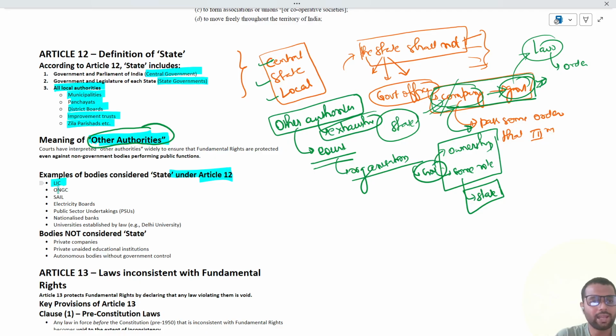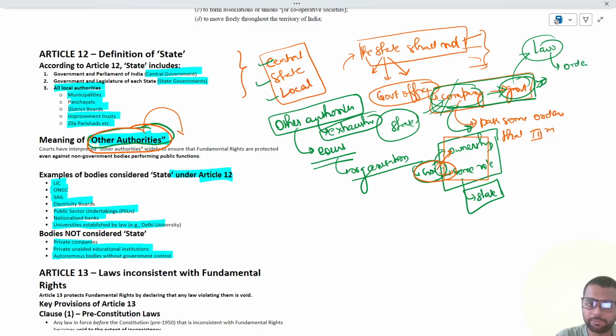So, namely, we have the LIC, ONGC, SAIL, Electricity Board, Public Sector Undertaking, Nationalized Bank, University established by the law, and which bodies are not considered as the state: the private companies, or the private unaided educational institutions, or the autonomous bodies without government control. In a single term, you can understand that any organization in which the government has some ownership or some role or some stake can be considered as the state as per what?